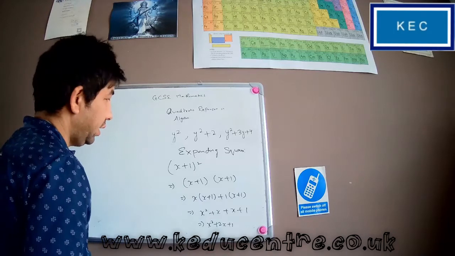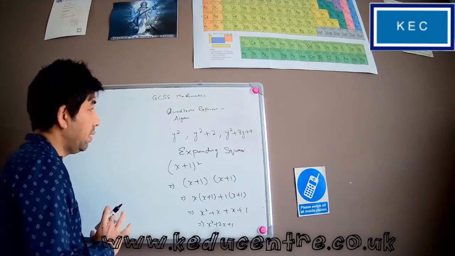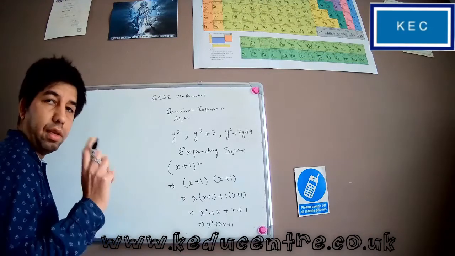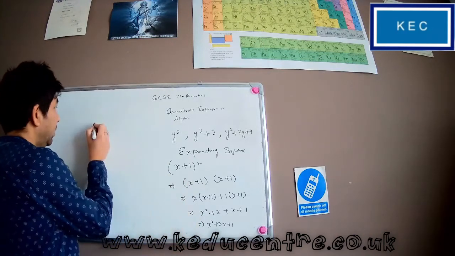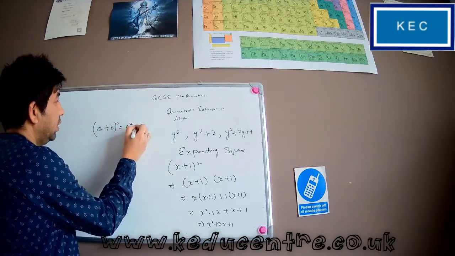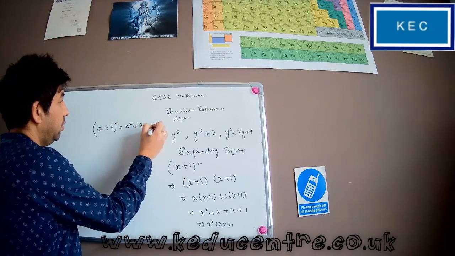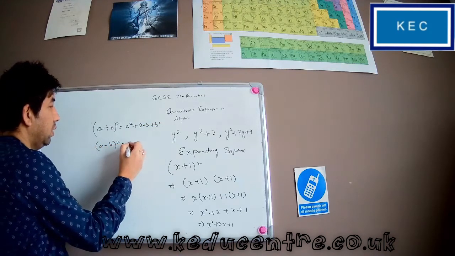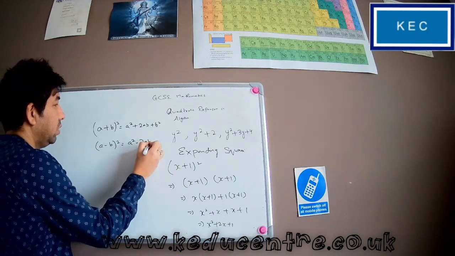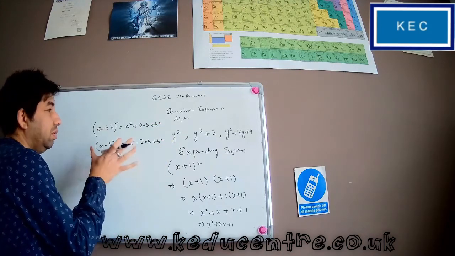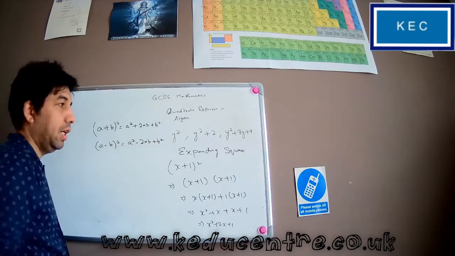Now there is an easy way to remember the expanding of squares as well, which is if we remember the two important formulas, which are (a plus b) whole square is equal to a square plus 2ab plus b square, and (a minus b) whole square is equal to a square minus 2ab plus b square. If we remember these two formulas, it will be very easy for us to do the expansion of squares.